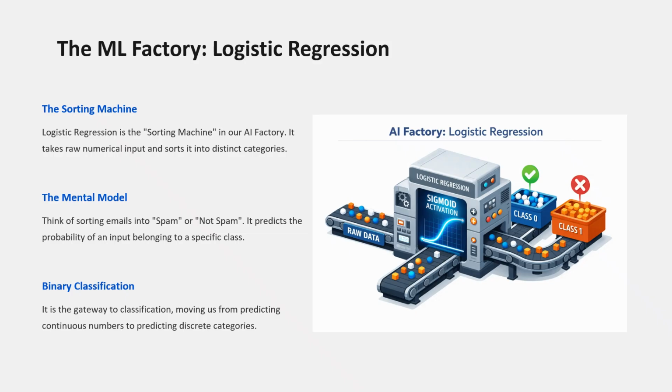In day 4, we talked about different types of machine learning. Today we are stepping into the ML factory to actually see logistic regression in action. Think of logistic regression as our factory sorting machine. It takes raw data and sorts it into clear categories, like separating spam from the important emails. This is our first step to binary classification as well, where we predict the probability of something belonging to one group or the other group. Binary classification is something like whether it is head or tail. So this is the starting of it.